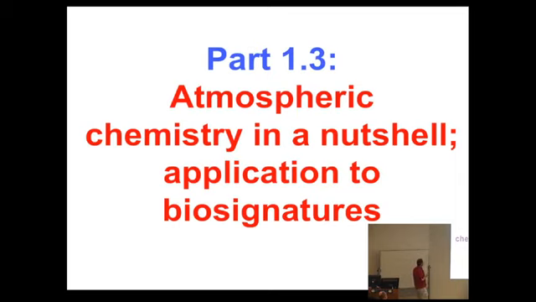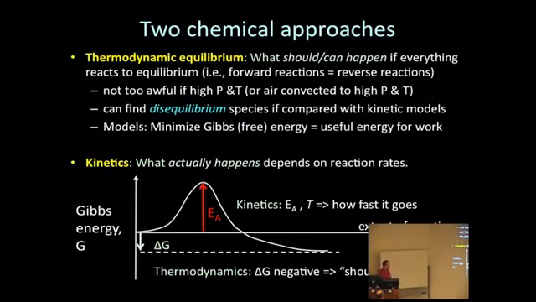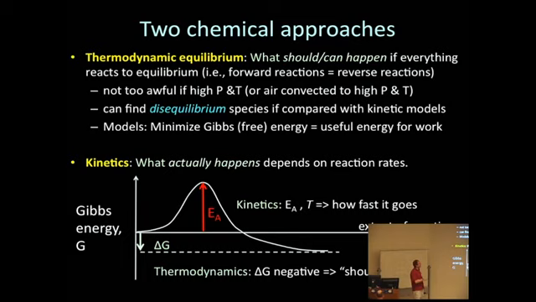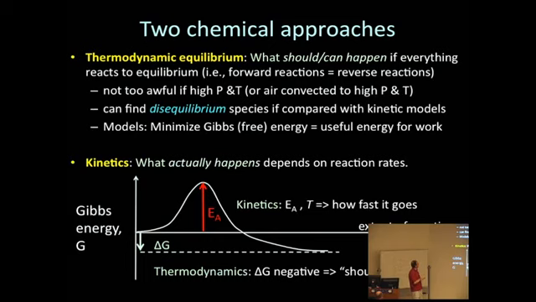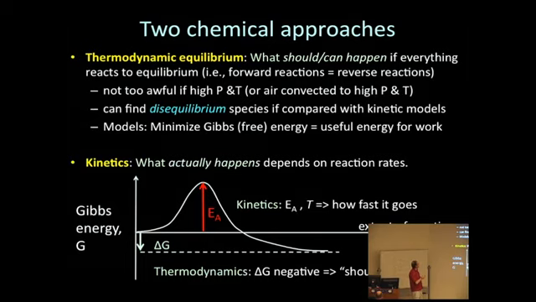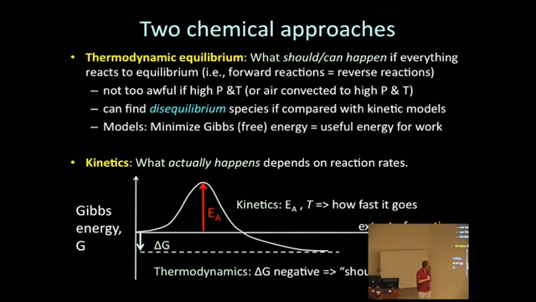So that was atmospheric composition, that was atmospheric structure. Now I want to turn to atmospheric chemistry in a nutshell. And there are two approaches to chemistry. One is thermodynamic equilibrium, and you can think about this as what should or can happen if everything reacts to equilibrium. And there's kinetics, which is what actually happens. And that depends on reaction rates.